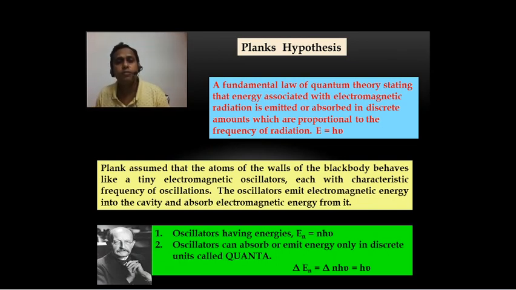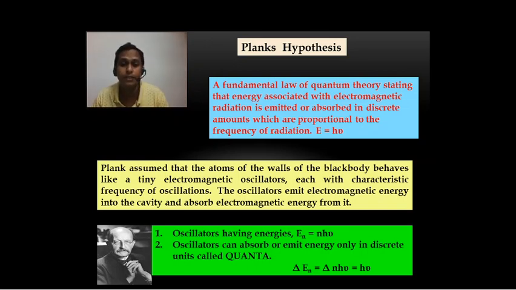In the previous class we already discussed the Planck hypothesis or Planck's radiation formula. During that time we already mentioned the Planck hypothesis: a fundamental law of quantum theory stating that energy associated with electromagnetic radiation is emitted or absorbed in discrete amounts which are proportional to frequency of radiation. That is, energy is radiated or absorbed in discrete units of energy called quanta, that is E = h nu. And Planck assumed that atoms of the walls of the black body behave like tiny electromagnetic oscillators.